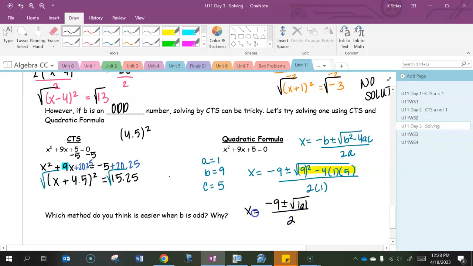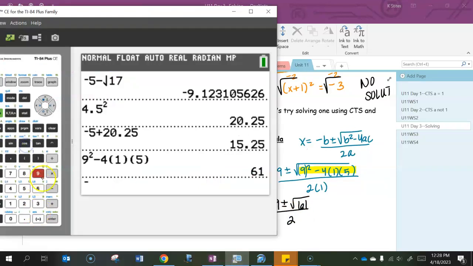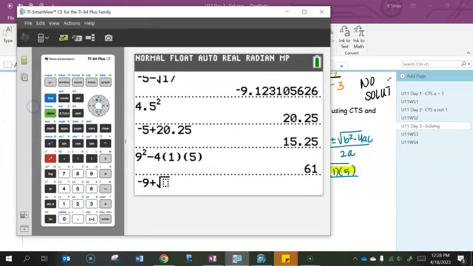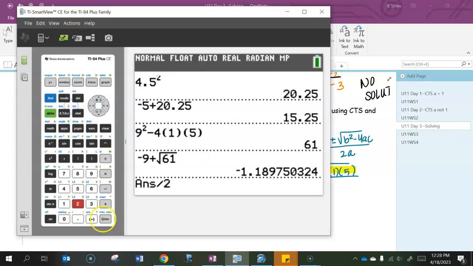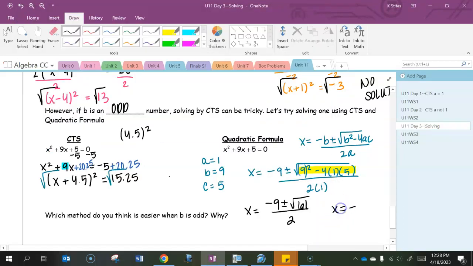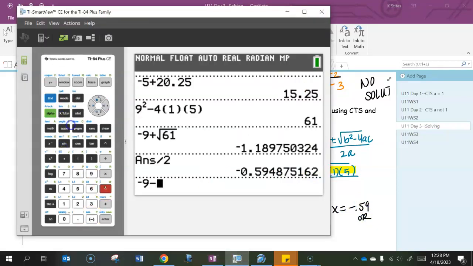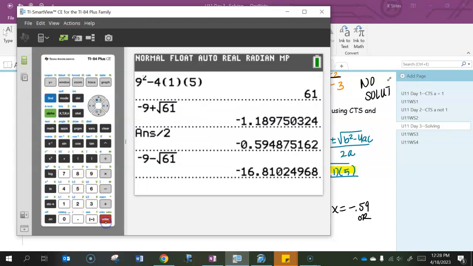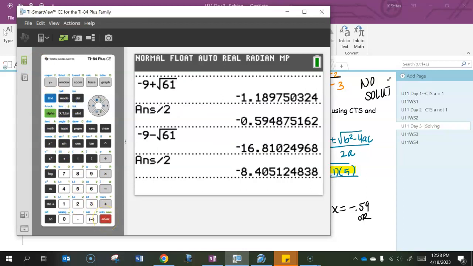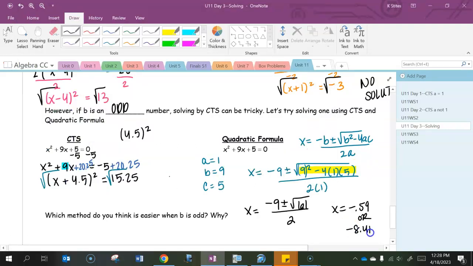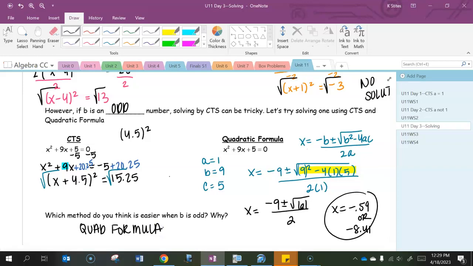And then this is not hard to type into our calculator. -9 plus square root 61 divided by 2. So we have a -0.59 or -9 minus square root 61 divided by 2, a -8.41. Okay, so I kind of already said this, but when b is odd, definitely quad formula is going to be easier because you're not going to deal with decimals until your final answer when you type it into your calculator. But when you complete the square and b is odd, you're going to have these decimals all throughout.